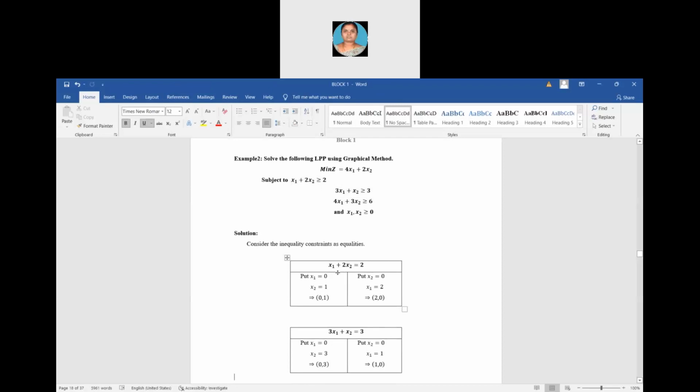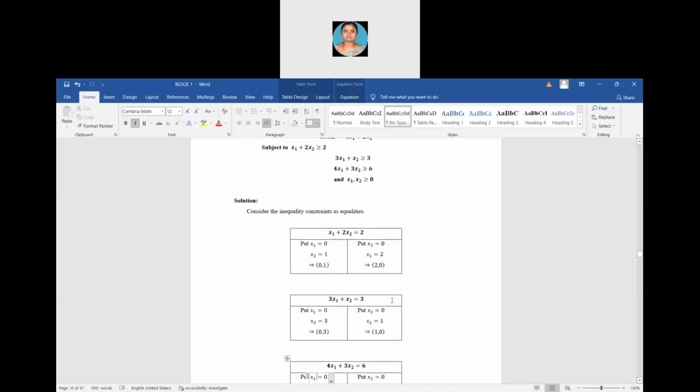If you put x1 equal to 0, you get 2x2 equal to 2, or x2 equal to 1. So the coordinates are 0, 1. Similarly, if x2 equal to 0, you get x1 equal to 2. So you get 2, 0. So you get two coordinates.